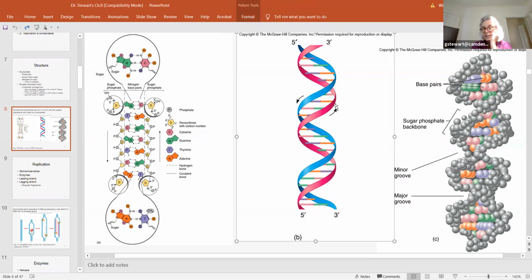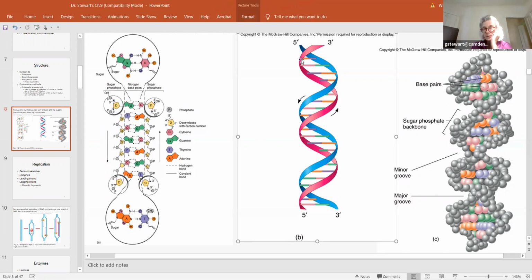Now, this is how you see DNA most of the time, right? So this is showing you the double helix. So it's double-stranded, DS for double-stranded, double helix because it forms this shape. And the reason it forms this shape is because of the anti-parallel nature of the bases and the ends. And then this is the 3D model of what it actually looks like.